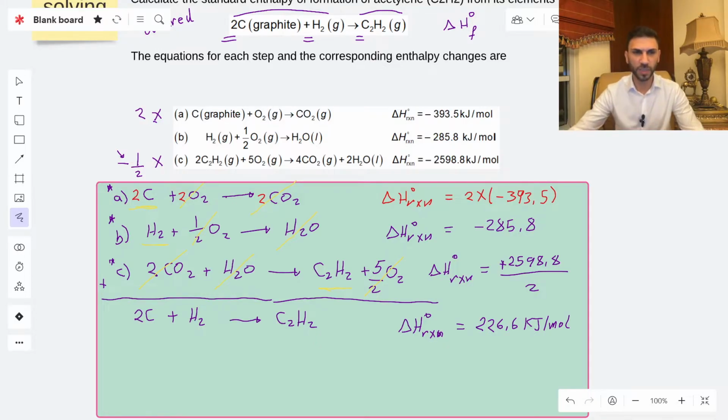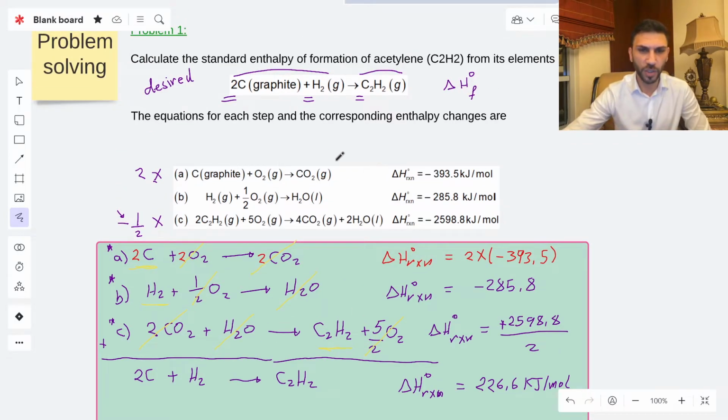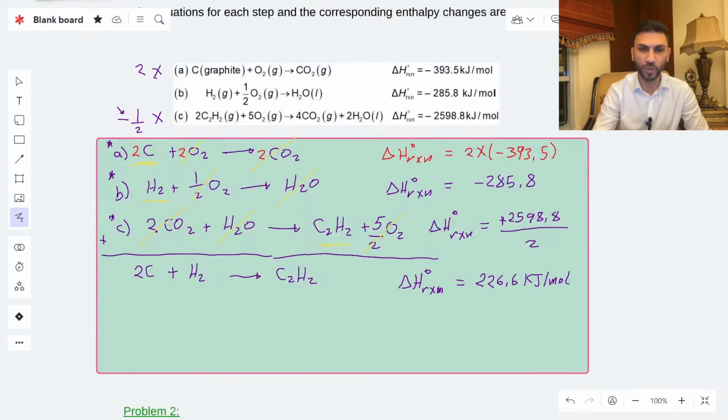So basically what we did is only to arrange those equations, the given equations, in order to find the desired reaction. And when you flip the reaction, you need to multiply it by negative. When you multiply the reaction by a number, you need to multiply delta H for it also by the same number. And then you add those steps to find the desired reaction, and therefore you find the delta H for the desired reaction.